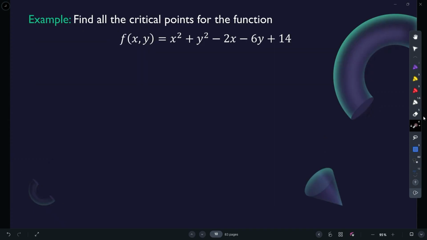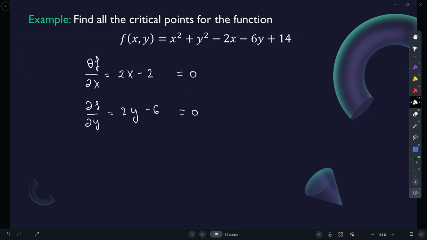So let's remember how to do that. So first, how we found some critical points. We did this at the end of last lecture, but this is just finding the derivatives. The derivative with respect to x here is 2x minus 2. The derivative with respect to y is 2y minus 6. And the gradient vector vanishes when x is equal to 1 and when y is equal to 3. Okay?